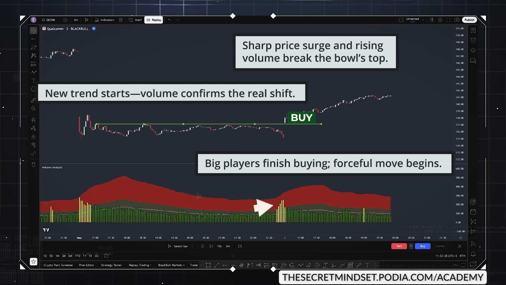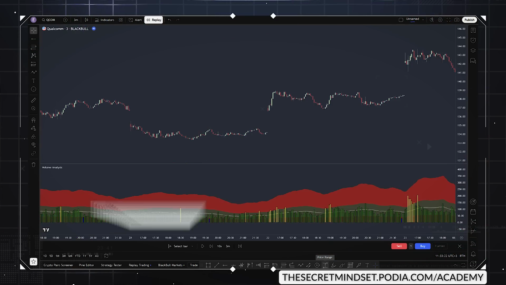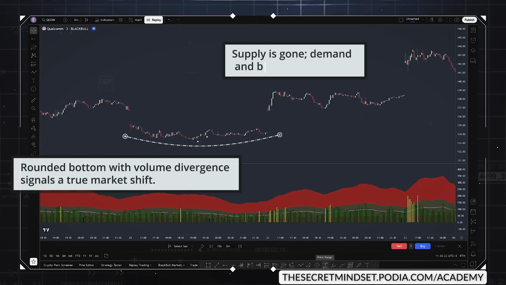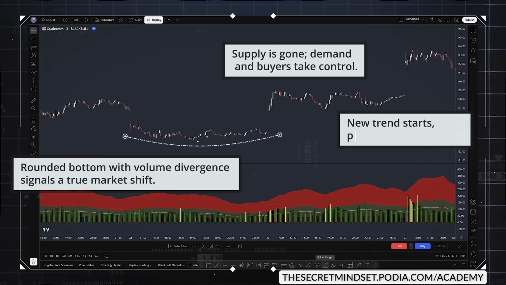The burst in volume confirms the shift. It isn't just a slow drift anymore. This is a real move with force behind it. The rounded bottom with volume divergence is a strong sign that the market has changed. Supply is gone. Demand is building. Control has shifted from sellers to buyers. The new trend is here, and it's not just a bounce. It's a move backed by big money.